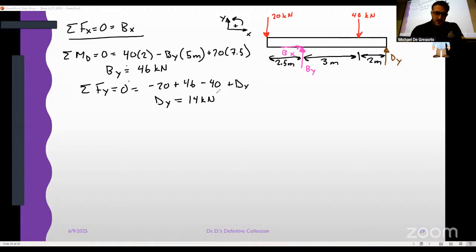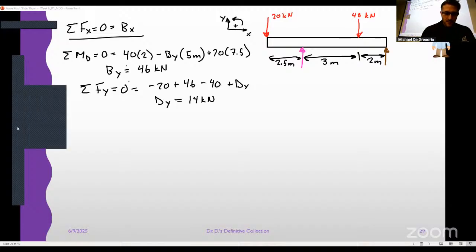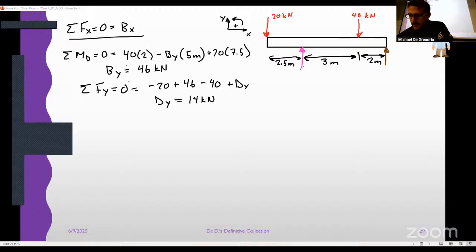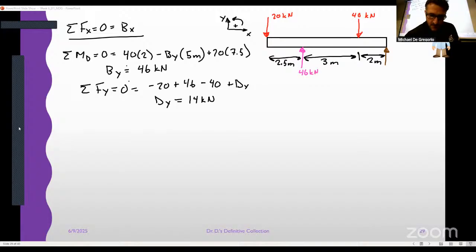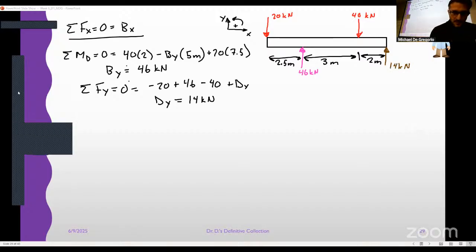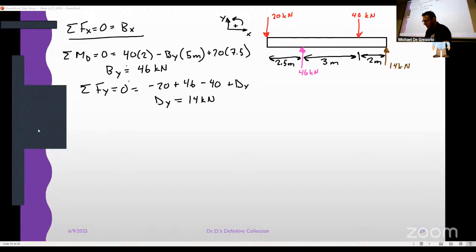So I'm going to use this opportunity to draw my real free body diagram. And by real, I mean I'm just going to put the forces that are actually on here. So this is 46 kilonewtons, and this is 14 kilonewtons. And then we need to start making some cuts.